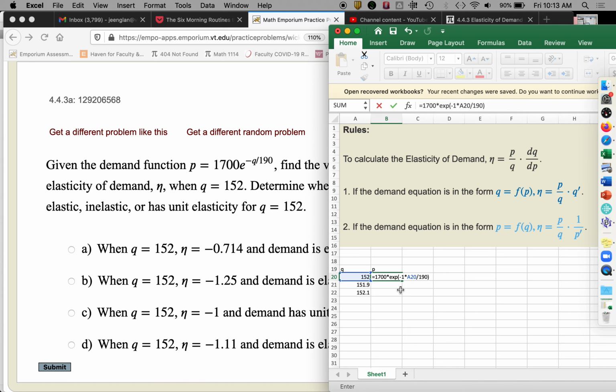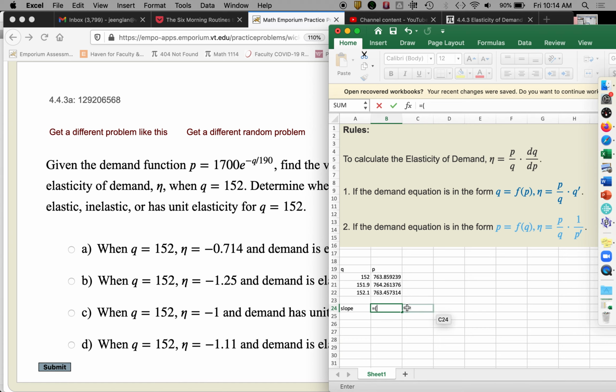Now this is just going to give me the P value that I need on the top of this fraction. I also need the P prime value, and to do the P prime I need values close to 152. Because this is Excel, I can either just double click or drag that down, and I have those P values to make my slope. All right, let's calculate the slope now. And the slope is the P prime.